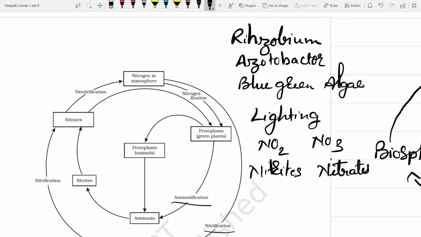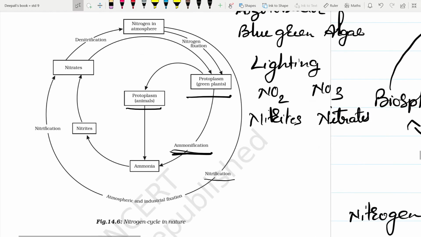Now this is entering into the biosphere by plants and animals, and even by adding fertilizers having ammonia. That is ammonification, where these NO2 and NO3 get converted into NH2, NH3 or NH4 plus. Now this again, by the process of denitrification and nitrification, gets converted into free nitrogen. So this is how the circulation of nitrogen occurs in the atmosphere.